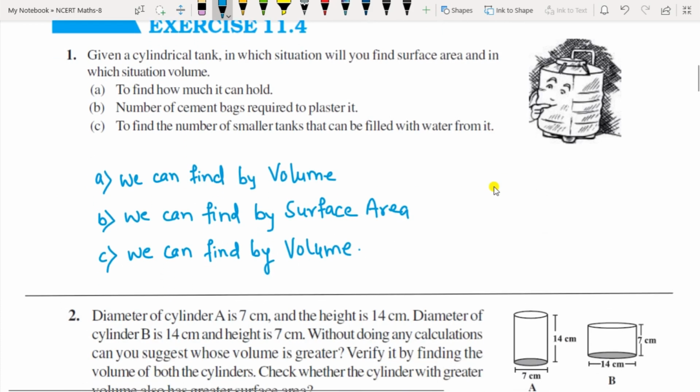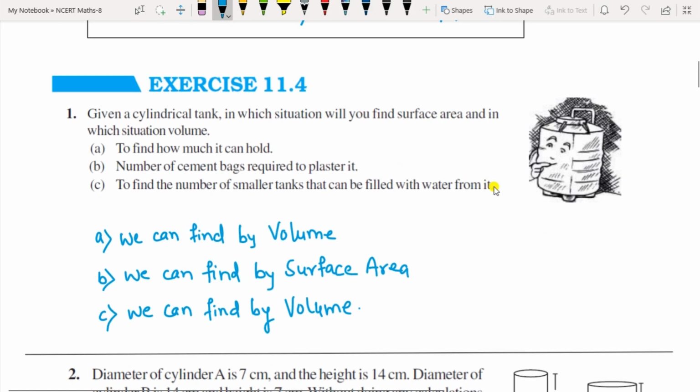Next, let us start with exercise 11.4. The first question given here is: given a cylindrical tank, in which situation will you find surface area and in which situation will you find volume. These are the situations given here. You have to say by which formula you can find this. To find how much it can hold means you have to find the capacity.